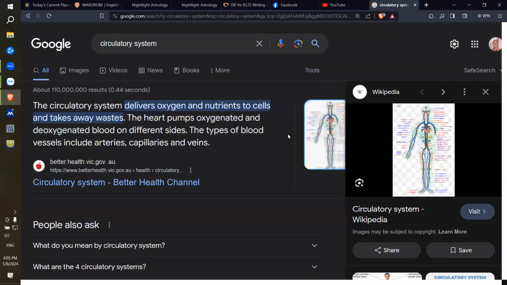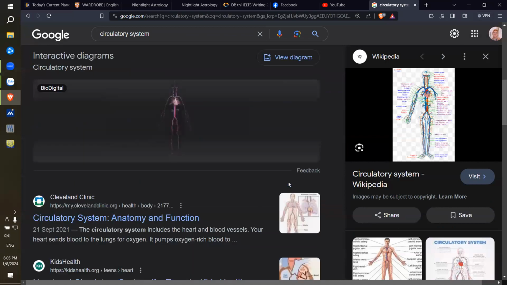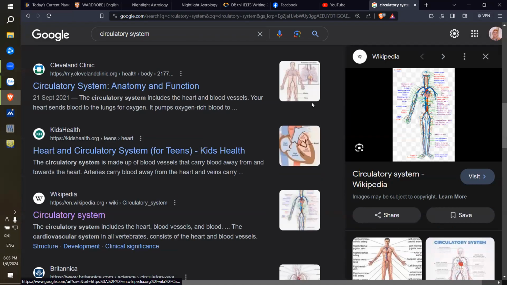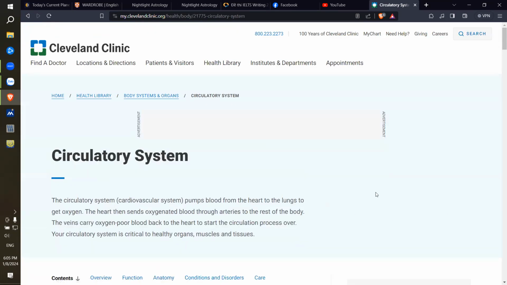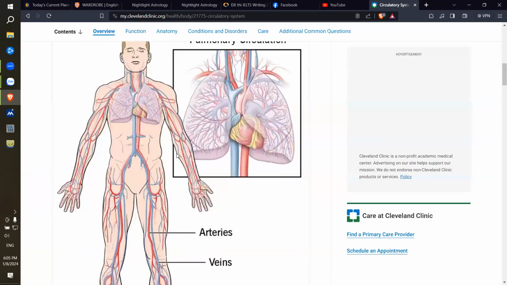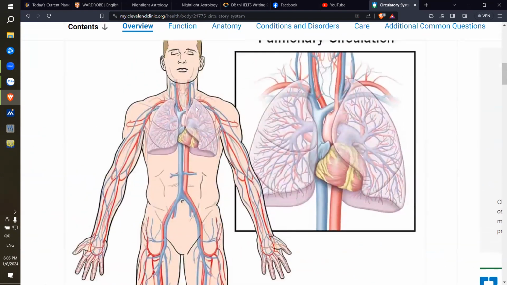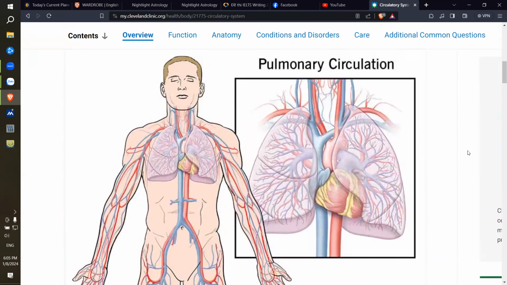There are three types: arteries, veins, and capillaries. Arteries have the thickest wall. They carry blood from the heart to the body. In the inner layer, there is a smooth layer of endothelium, which prevents blood clotting.